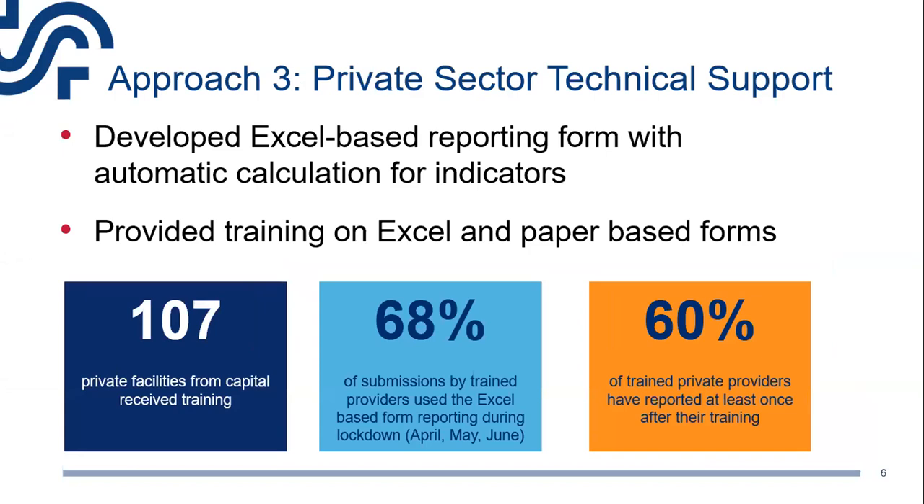The third approach is about technical support we provided to the private sector. So from the roadmap, we identified that the main problem for the private sector to report is that the tool is confusing and cumbersome. So we developed an Excel-based reporting form. So the calculation will be automatic, and it will be easier to send, because they just have to send it by email. We also provided training on Excel and paper-based forms for private providers. By now, 107 private facilities from the capital received training.